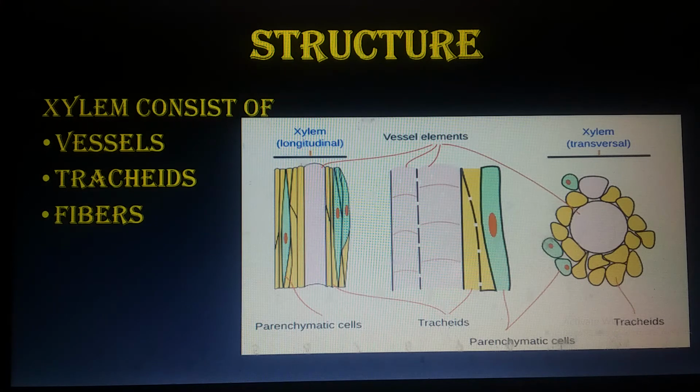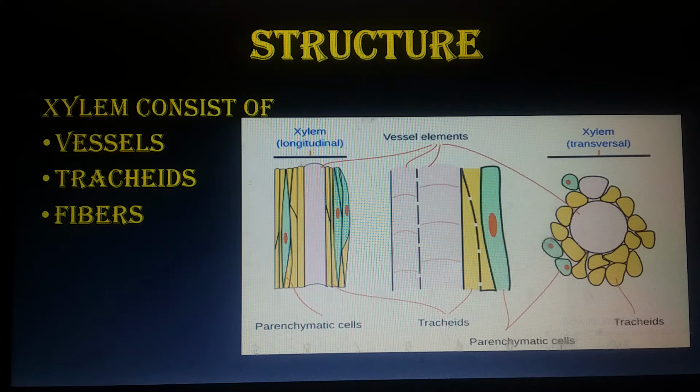So, structure. Now I will discuss the structure of the xylem. Xylem consists of vessels, tracheids, and fibers. As I have told you, the xylem and the phloem are the vascular bundles, and they are also compound tissues. Why are they called compound tissue?